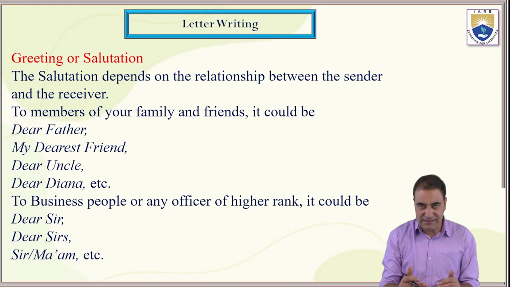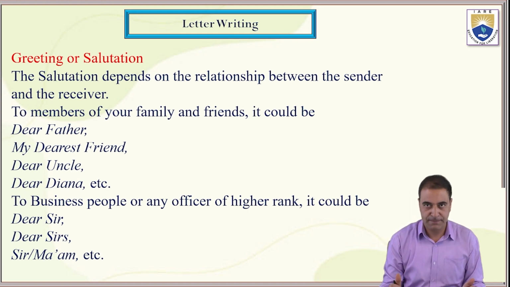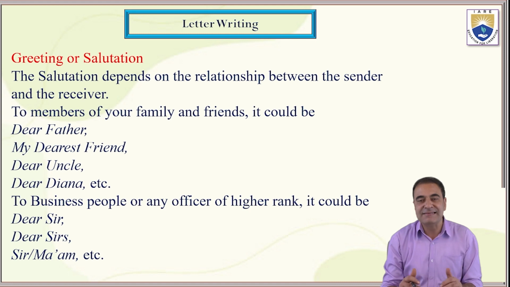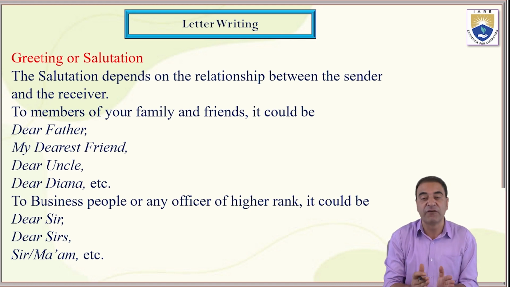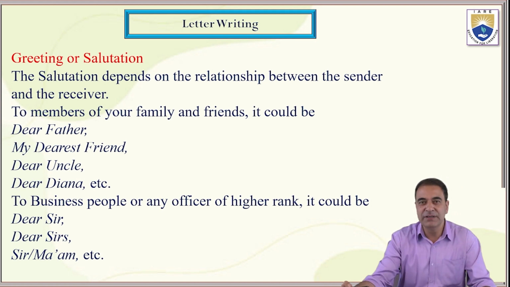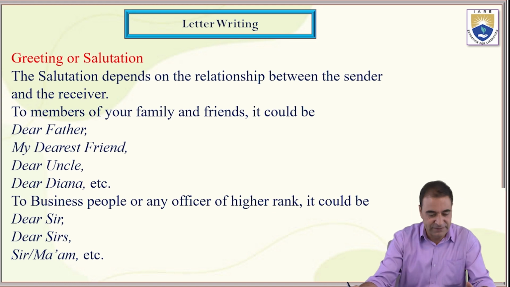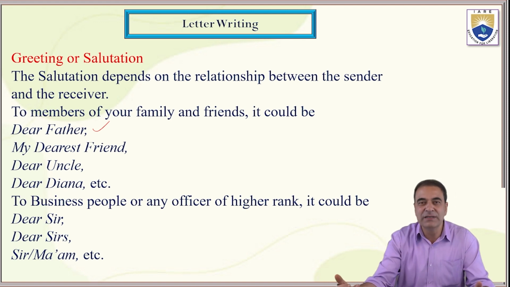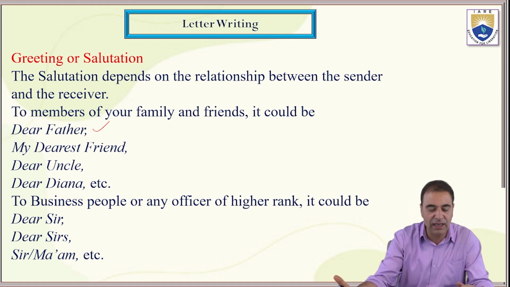That means this salutation varies according to the sender and the recipient, according to the nature of the relationship between the sender and the receiver. For example, if it is a member of your family, or someone very close to you, we can write, for example, dear father, my dearest friend, dear uncle, dear Dinah, etc. It means the informal letters. In informal letters, we just mention the name of the person, or we start like dear father, etc.